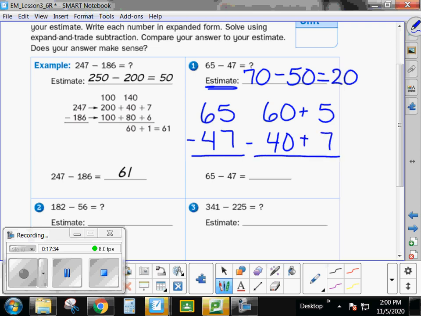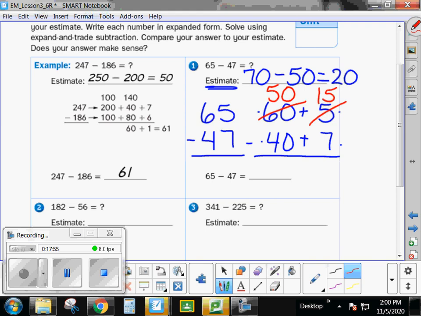And now let's trade. Is there more on top? Good to go. More on top. Nope, I need to trade. Come next door. I had 60. I'm going to take away 10, so now I have 50. Bring that 10 over, and now I have 15.